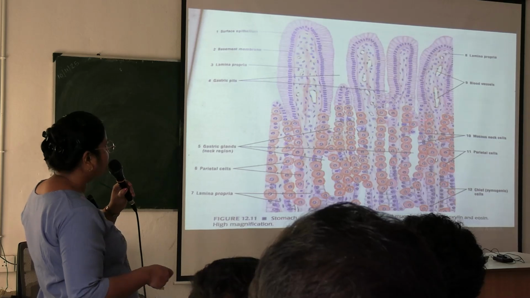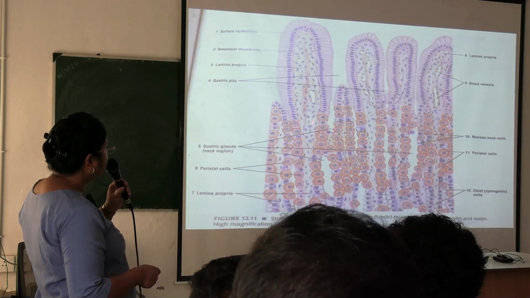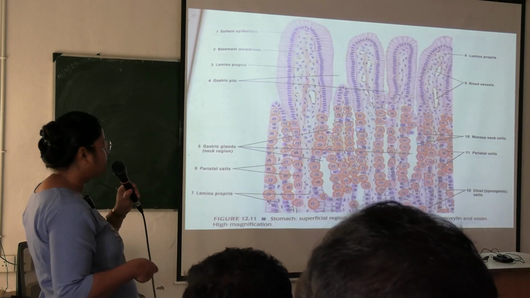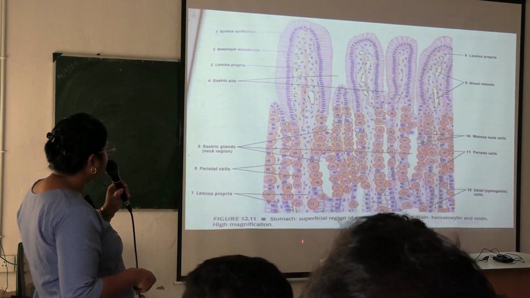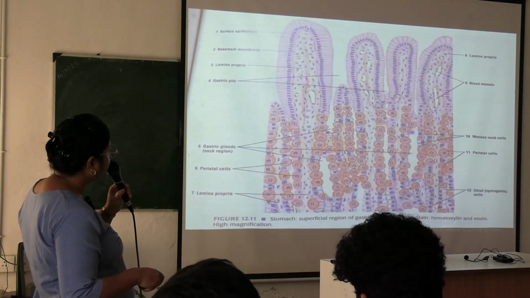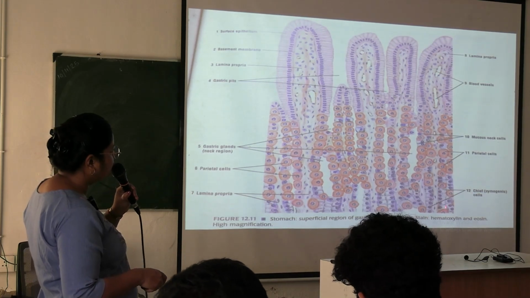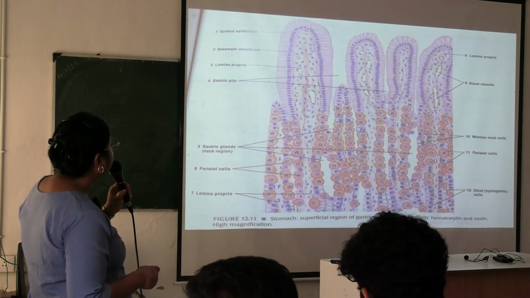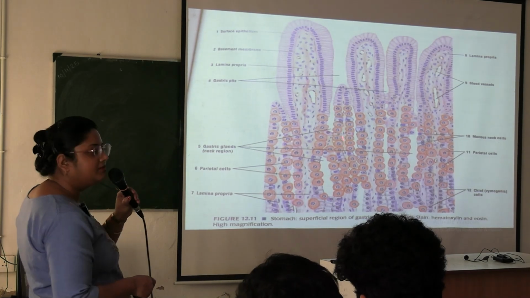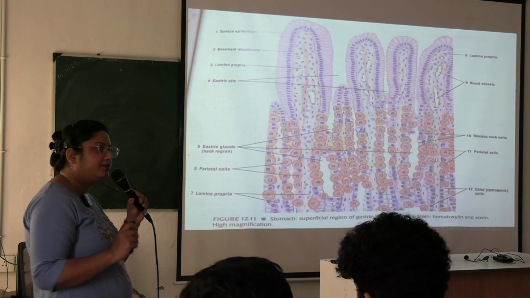Enlarged view of the chief cell and parietal cell. These are the parietal cells staining pink or reddish, and these are the chief cells. Chief cells or zymogenic cells. These are the columnar epithelium with basally placed elongated nucleus. Like this you have to draw.